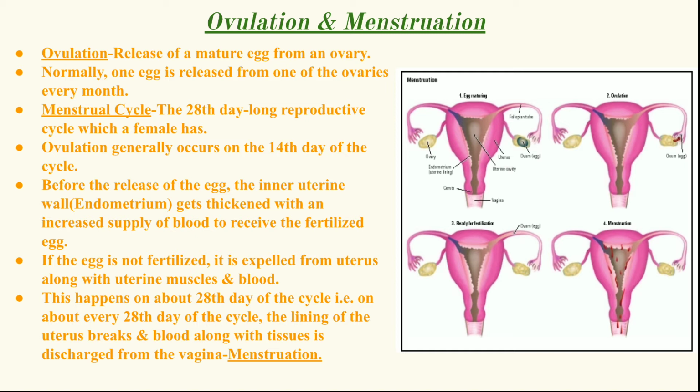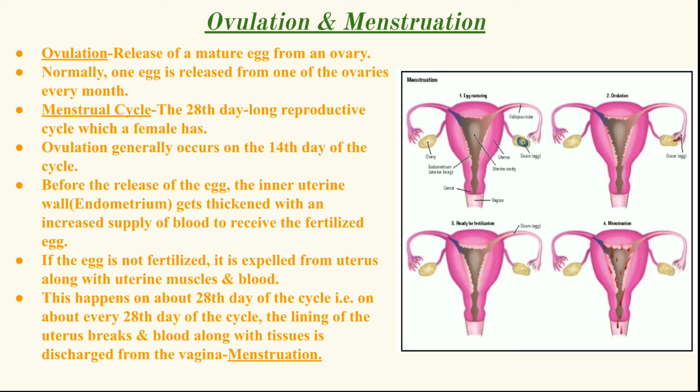Now ovulation generally occurs on the 14th day of the cycle. Before the release of the egg, as I told you, the inner uterine wall, the endometrium, gets thickened and forms a bed with the increased supply of blood to receive the fertilized egg.